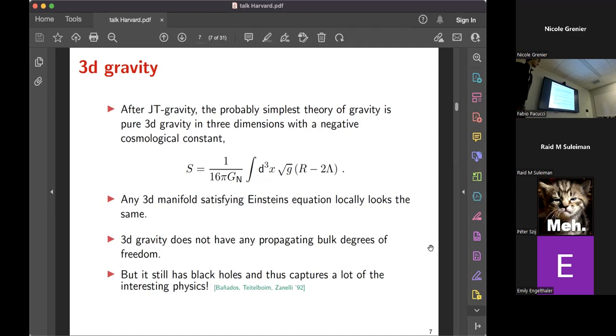But still, it's very hard, and we'll see that it still has many problems. However, for the purposes of this talk, it's very important to note that it still has black holes in it. That was famously pointed out by BTZ.